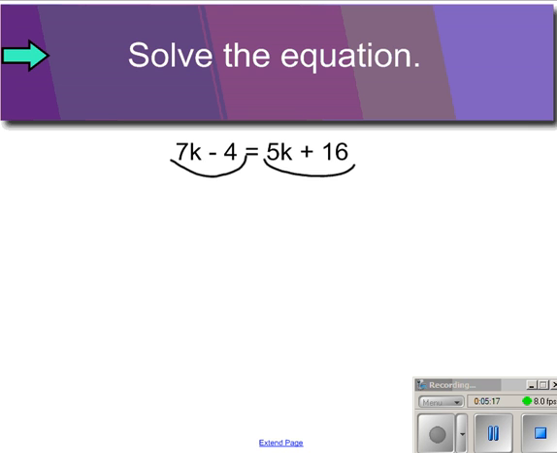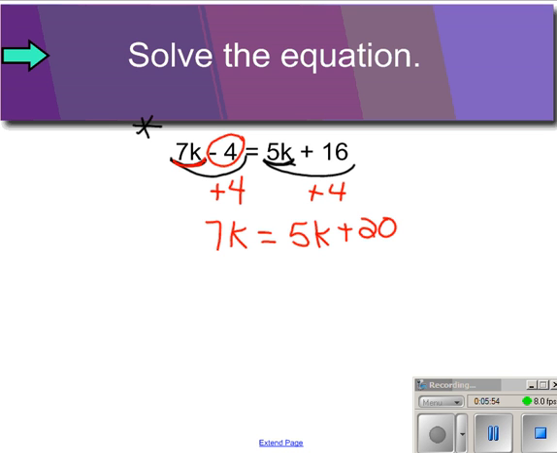So I know that I have it as simplified as far as I need to in order to continue working. I also know that I'm going to have to make the decision as to which side I want my variable on. 7k is larger than 5k, so I am going to choose that side to put my variable so that I ensure I have a positive variable in the end. I want this variable here, so I need to get rid of that constant. To get rid of that constant, I would add 4 to both sides. When I add 4 to both sides, I end up with 7k equals 5k plus 20.